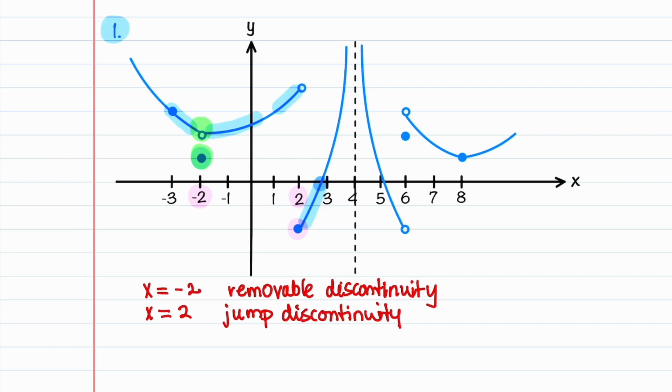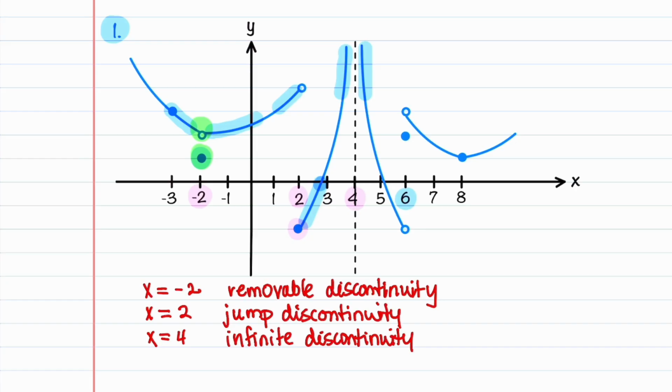Now let's look at what's happening when x is equal to 4. Our function is not defined at x is equal to 4, and our limit from the left is going to infinity, and our limit from the right is going to infinity. So at x is equal to 4, we have what's called an infinite discontinuity. Now let's look at our last point. That is at point 6.